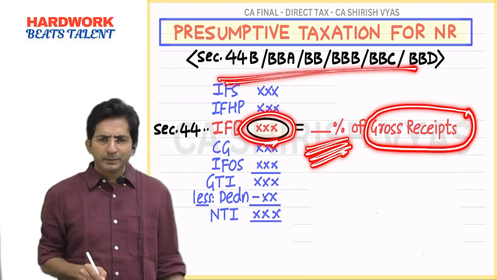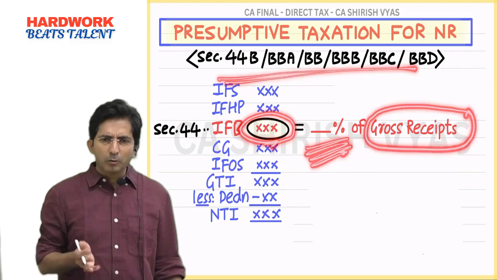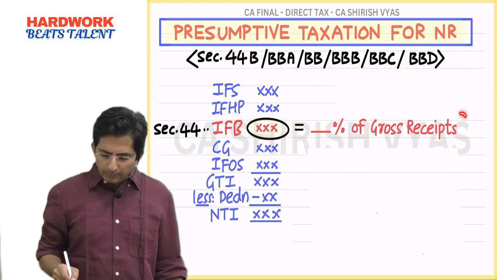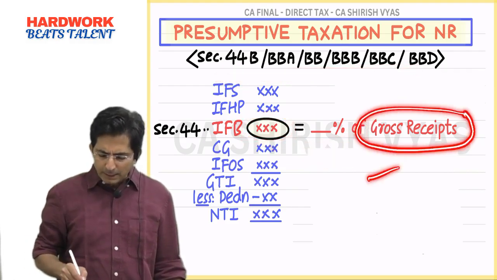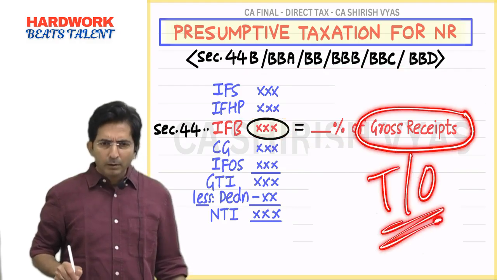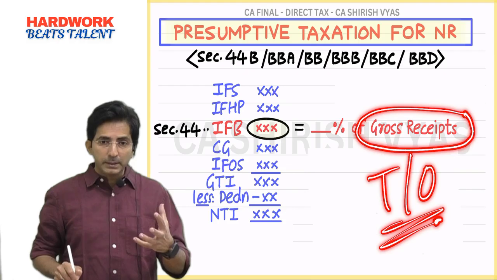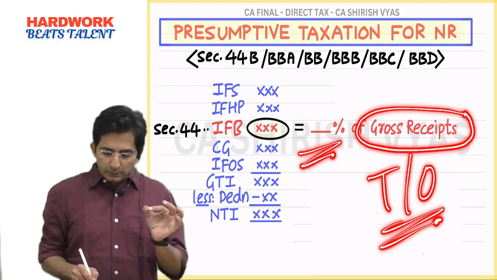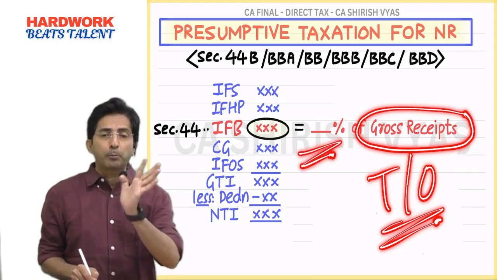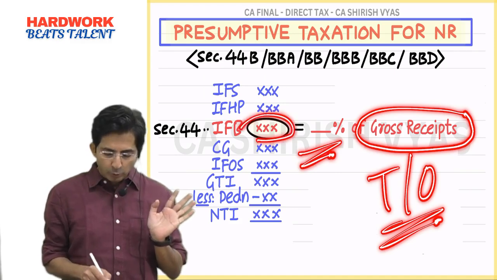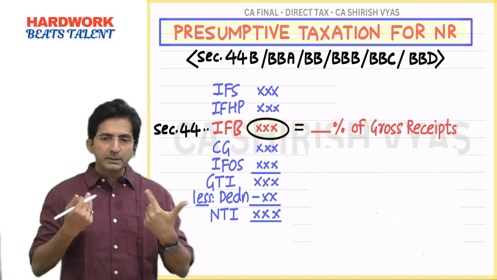Presumptive means the government is presuming that whatever your gross receipts are, that is your turnover. Whatever is your gross collection in your business, a certain percentage of that will be assumed as your net profit. You have to show that in PGBP, and your income is calculated.